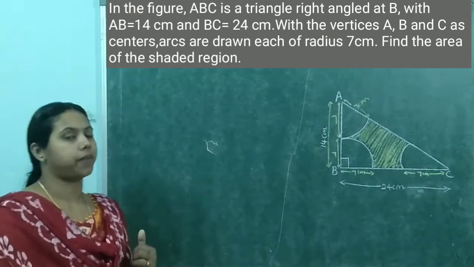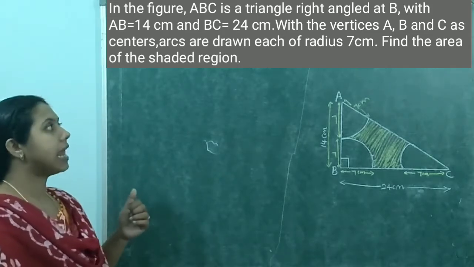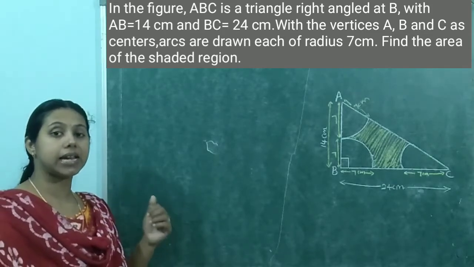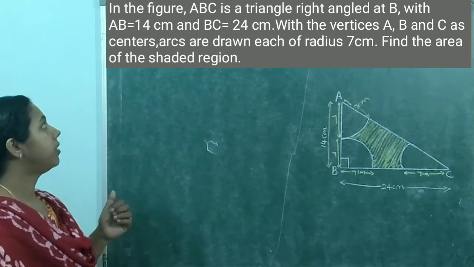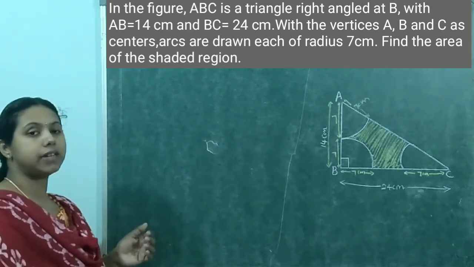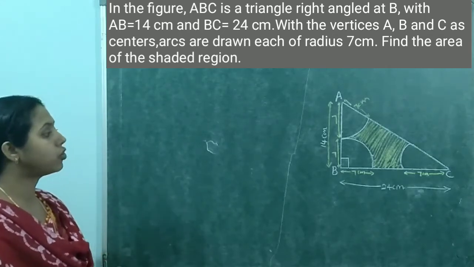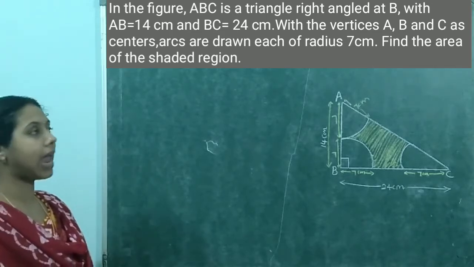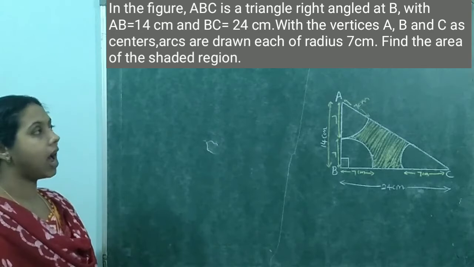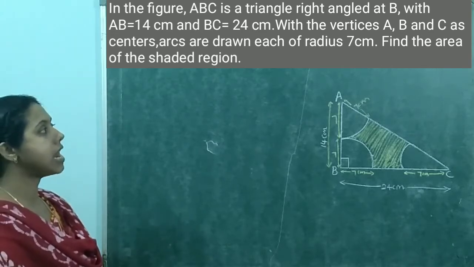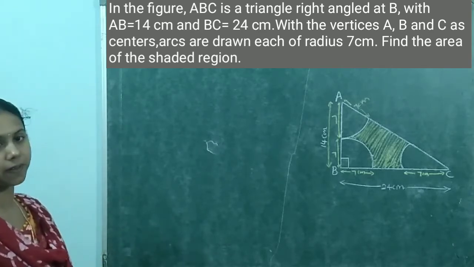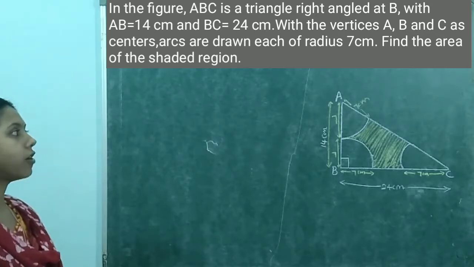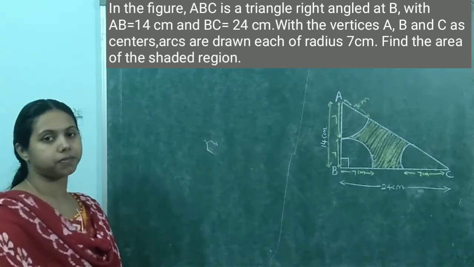See the next question. In the figure, ABC is a triangle, right angle at B, with AB equal to 14 centimeter and BC equal to 24 centimeter. With the vertices A, B and C as centers, arcs are drawn, each of radius 7 centimeter. Find the area of the shaded region.